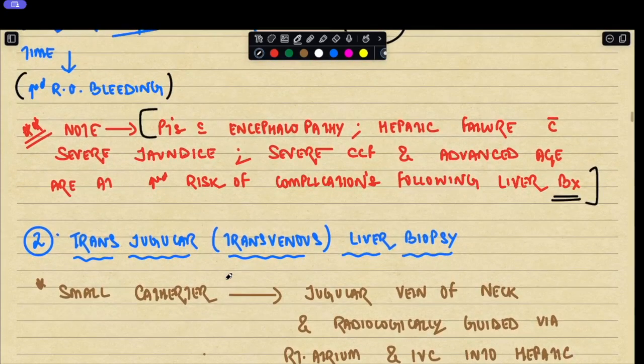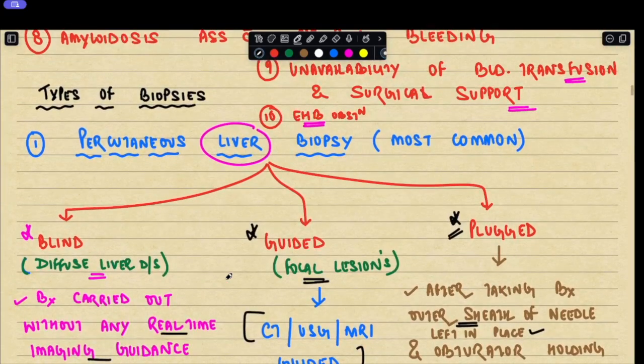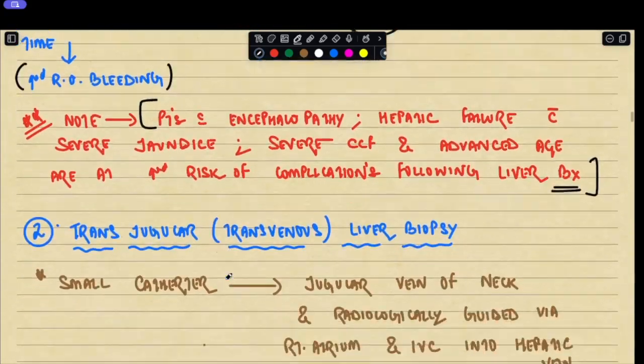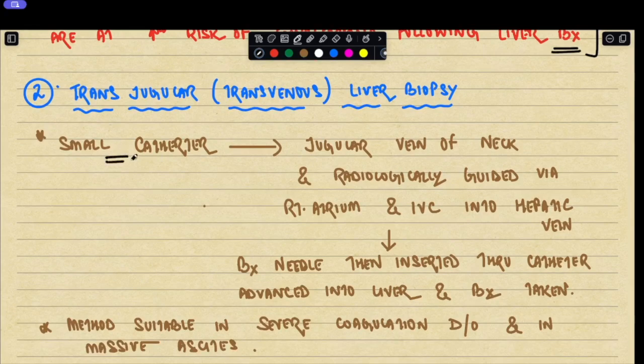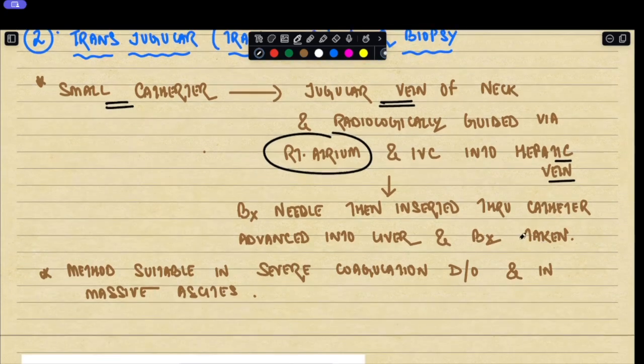Now the second important way. The first and most common way that we have discussed for taking the biopsy is the percutaneous liver biopsy. The second important method is the transjugular or transvenous liver biopsy. Here, a small catheter is introduced via the jugular vein of the neck and radiologically guided via the right atrium and IVC, the inferior vena cava, into the hepatic vein. Then the biopsy needle is inserted through the catheter that was introduced earlier, advanced into the liver, and then the biopsy is taken.